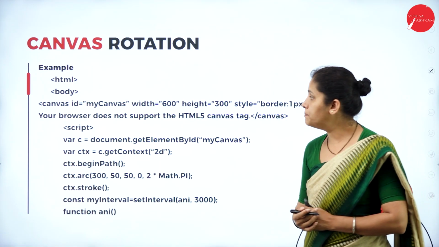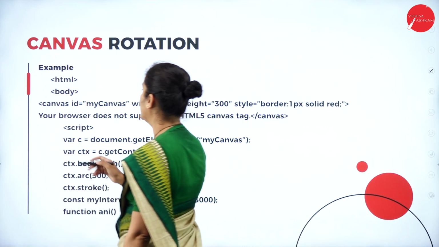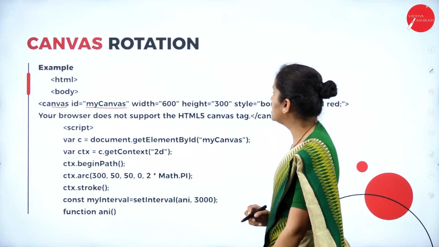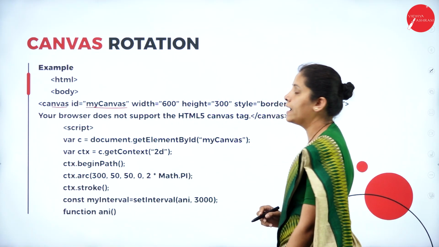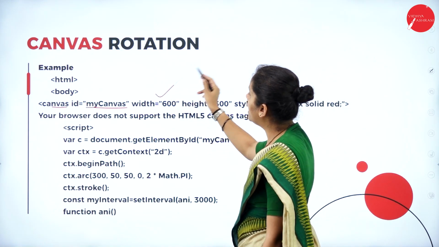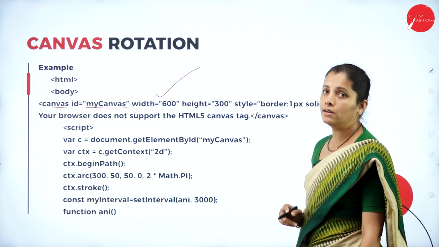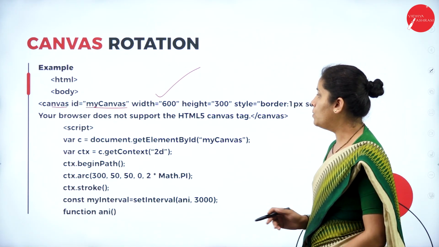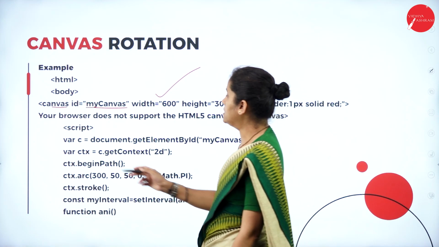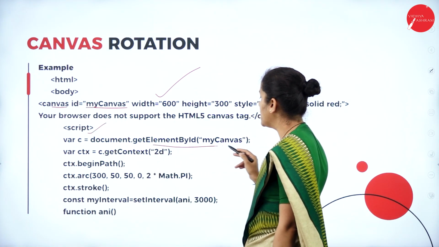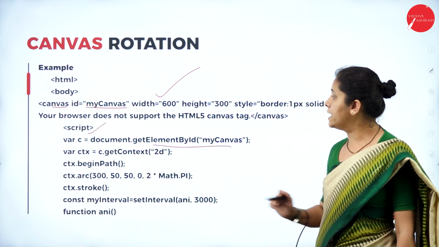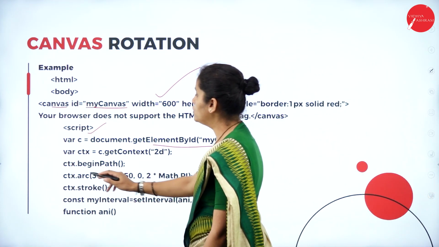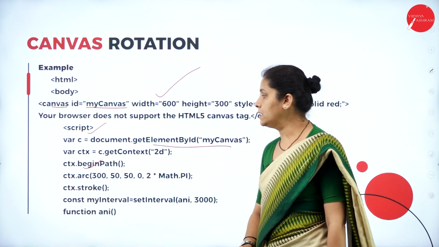Now I have this simple program. Canvas. What's my canvas ID? My canvas is nothing but the canvas ID. And what is the height and width of the canvas? Width is 600 and height is 300. Then I'm going to write the script. How do I get my canvas ID? That is through getElementById. I'm going to specify the path, that is beginPath.